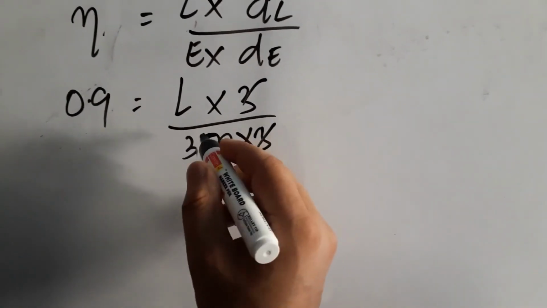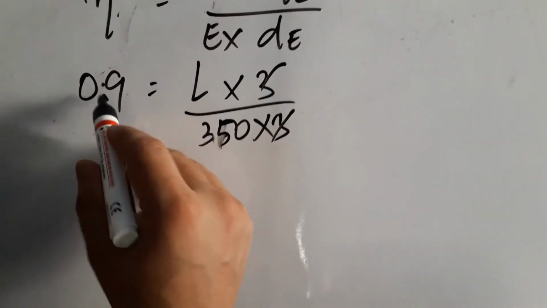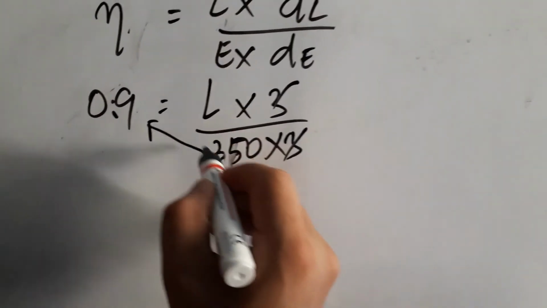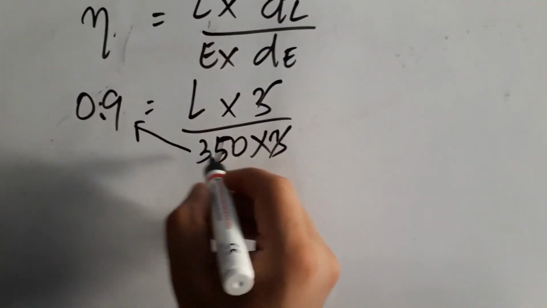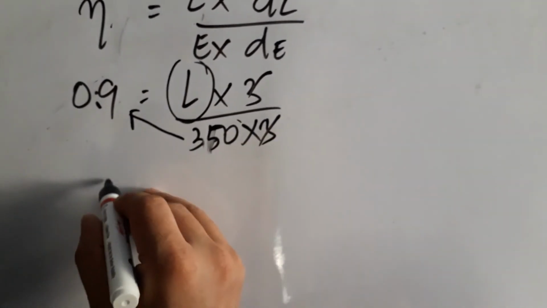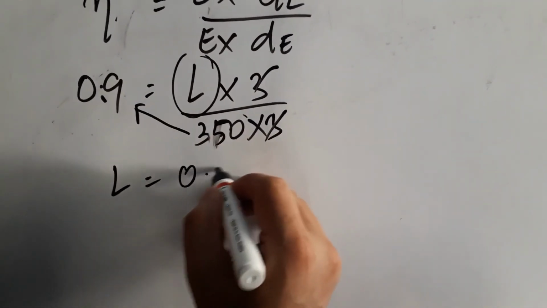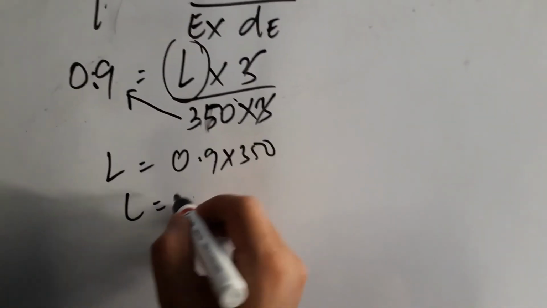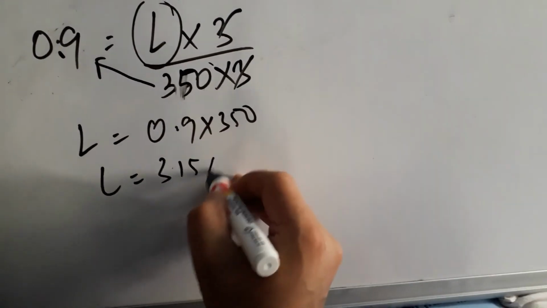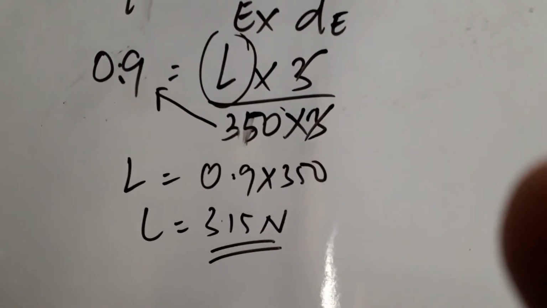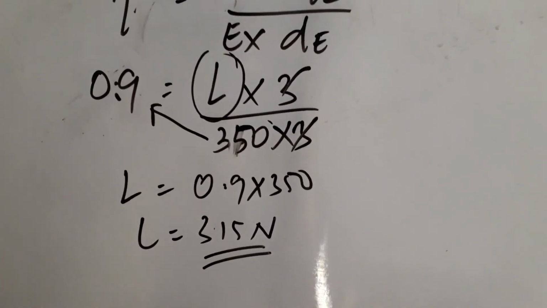These two can be cancelled. Now we have 0.9 times 350. This 350 will go up and multiply with 0.9, because we need only L, the load. So load is equal to 0.9 times 350, and we get load is equal to 315 Newton. So that is the load that Chimi can lift.